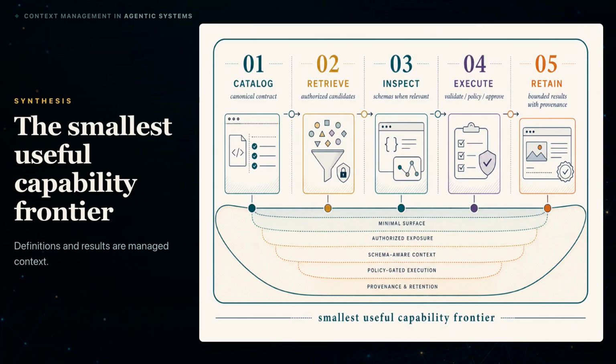So, treat the catalog as a dynamic capability layer, not a static prompt appendix. Catalog one canonical contract. Retrieve only authorized candidates. Inspect full schemas when they become relevant. Execute through validation, policy, approval, and least privilege. Retain bounded results with provenance, then compact or expire them deliberately. Show the smallest useful capability frontier. Enforce everything outside the model, and treat both definitions and results as managed context.